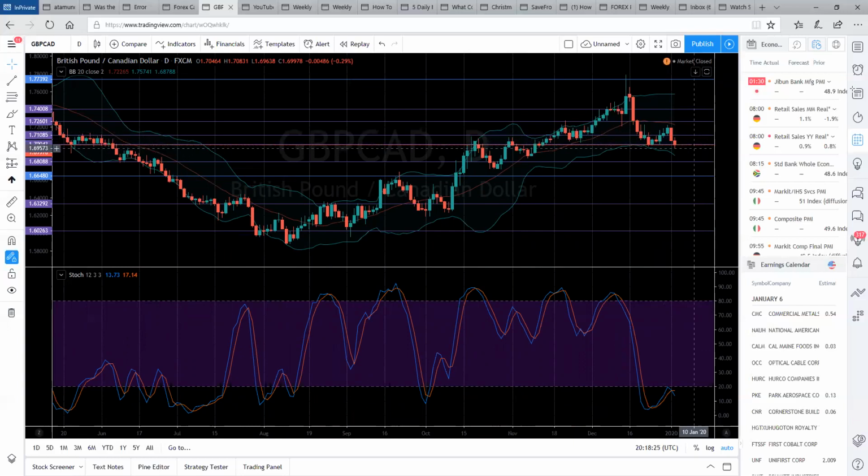So for this pair, what you do, you either place a sell stop below the low of Friday's candle. Friday's low is at 1.6963. You could put a 10 pips sell stop at 1.6953 and aim for the next key support level at 1.6810.